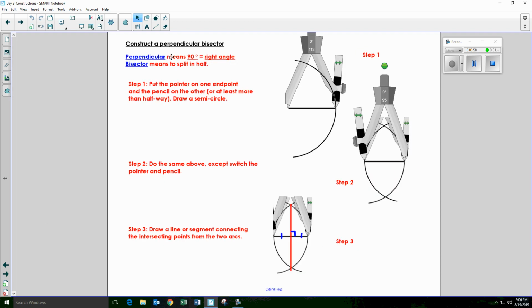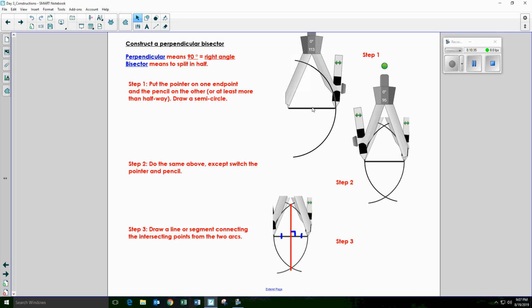2 more. Next one is construct a perpendicular bisector. We remember from before when we talked about angles, perpendicular means 90 degrees, same as a right angle. The bisector, bi means two, and sectors, two areas. So it splits into two areas, so it splits it in half. Bisector means to split in half. So we want to split this segment in half, and we also want it to be perpendicular. We want it to form a 90-degree angle when we split it in half.